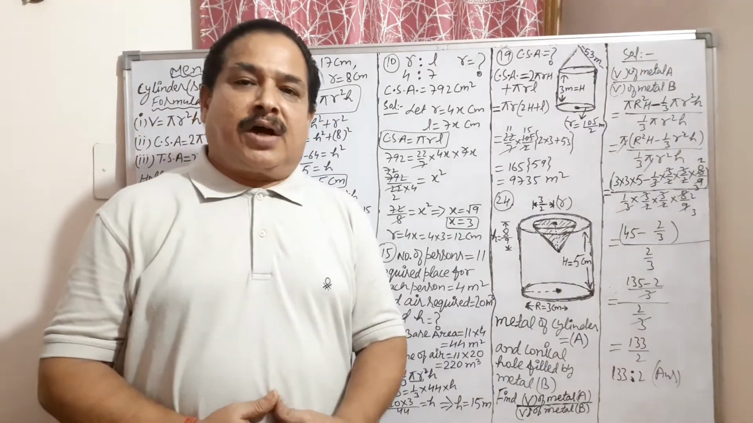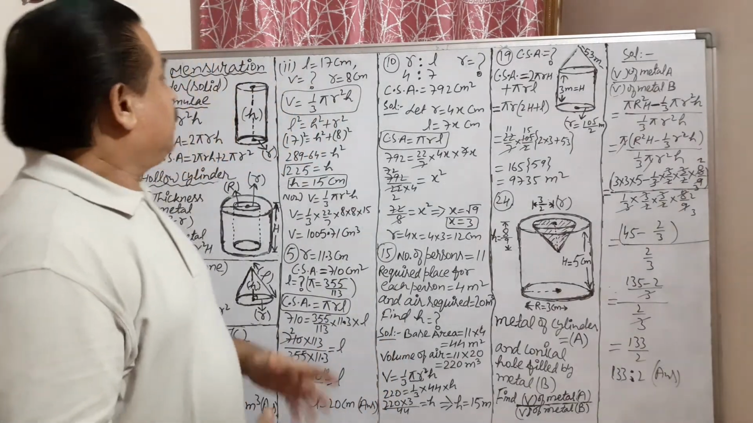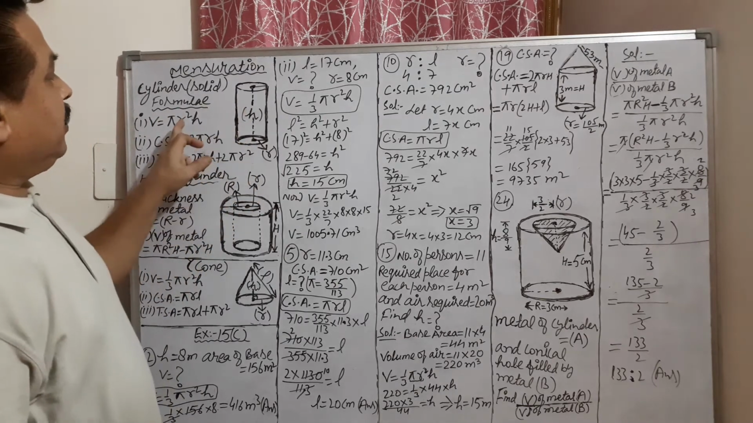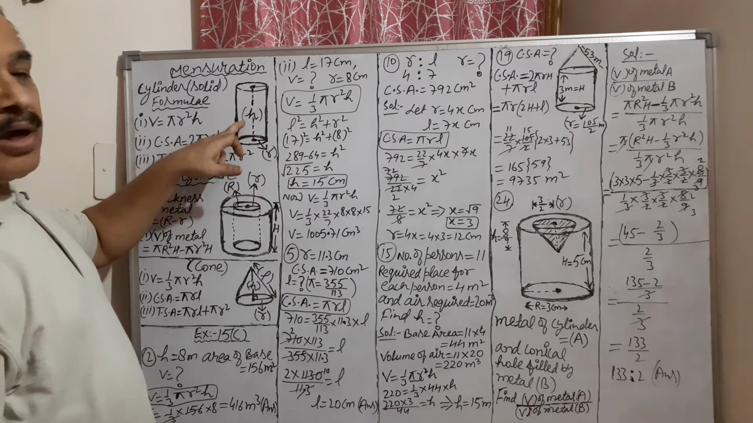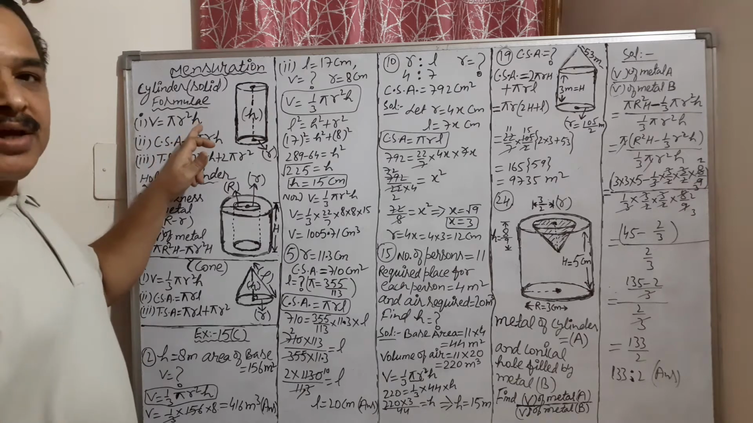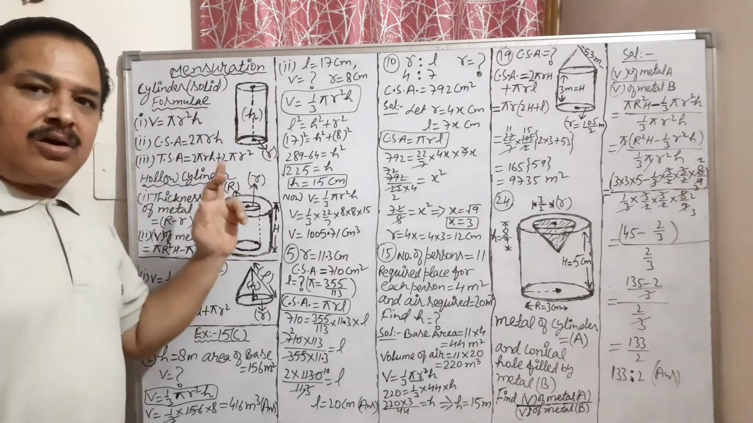Class 10, today we are starting a new unit, mensuration. In mensuration, the first solid is a cylinder. The radius is a small letter r and the height is a small letter h. Now the volume of a cylinder will be pi r square h. Volume means the place occupied by any solid.